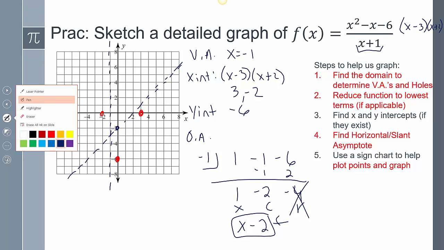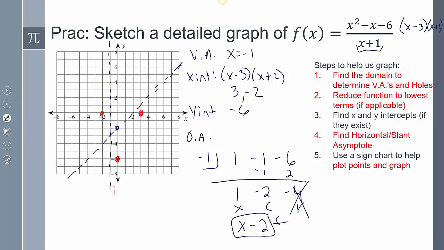Well, it looks like I already have this because I did all my intercepts, so it looks like the graph is going to do this. So maybe I just need to plot one more point. Maybe if I plug in -4.